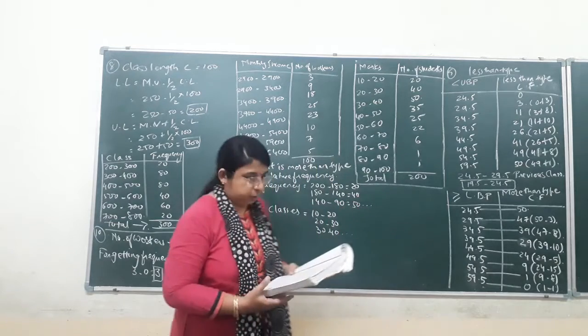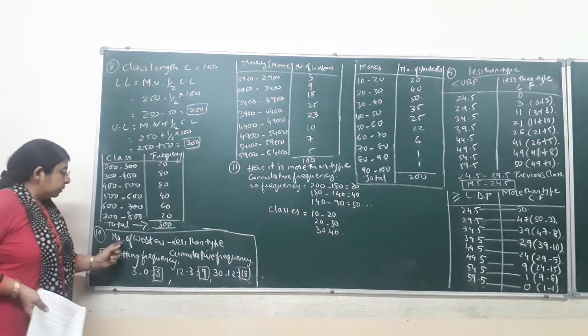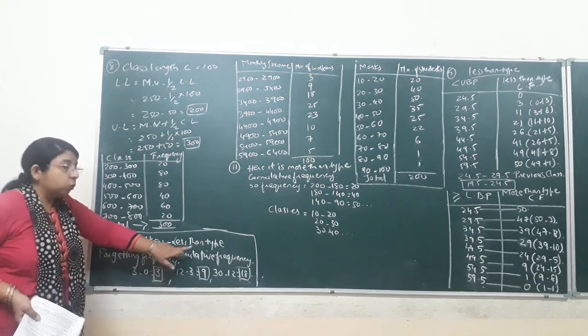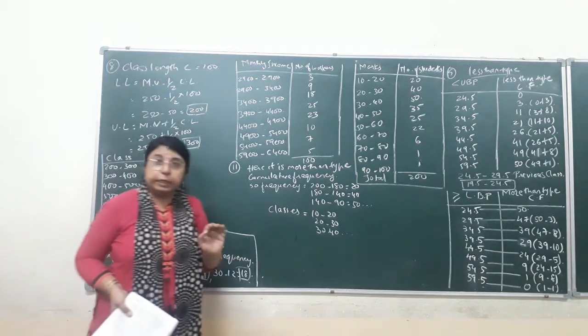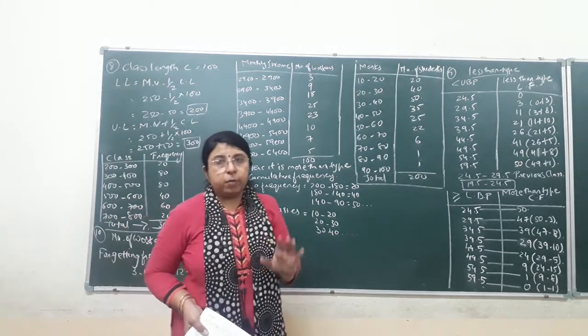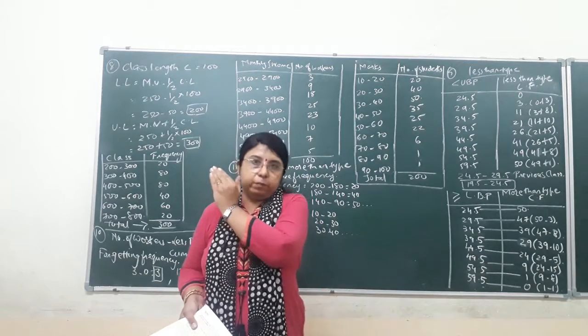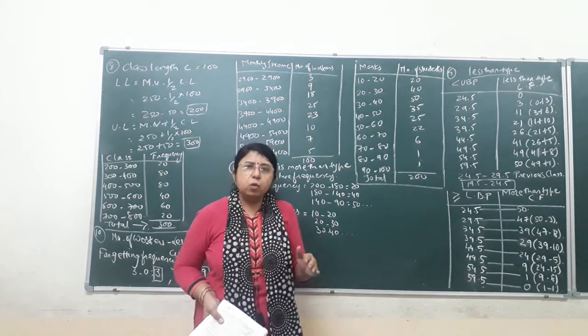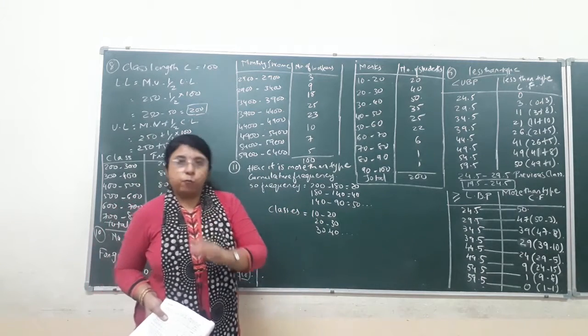Okay, so how to do that? Let us see the calculation. I have written it down on the board. In the 10th question, the number of workers given to you is the less than type cumulative frequency. Students, it would not be clearly given in the question that it is less than type. But by seeing the data, you can understand that the data is in increasing order, so easily you can understand that it is less than type cumulative frequency.